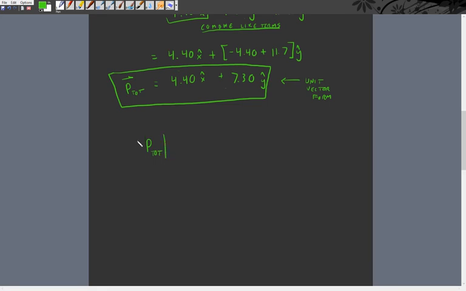We use the absolute value sign to notate that it's a magnitude. It's going to be the square root of the x component squared plus the y component squared. All right? Now, where are my x and y components? Well, look, they're right here. Here's my total momentum for x, and here's my total momentum for y. Positive 7.30 for y, positive 4.40 for x.